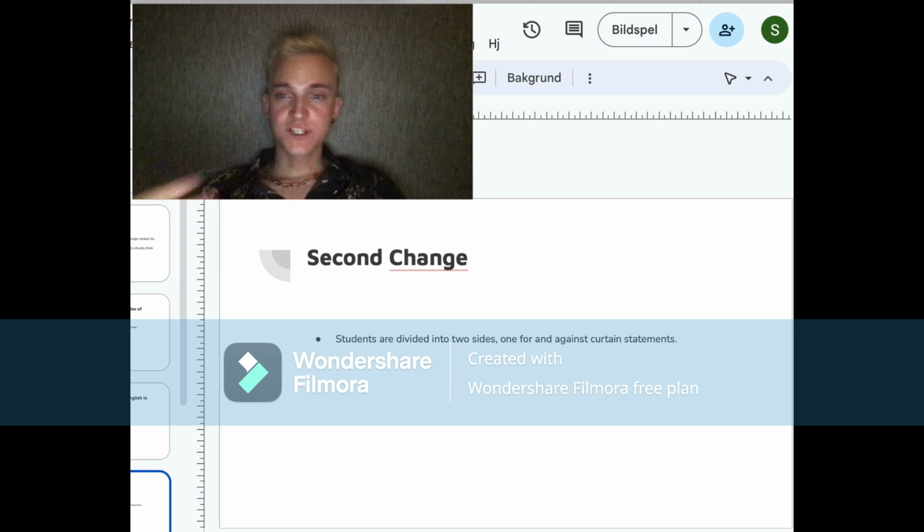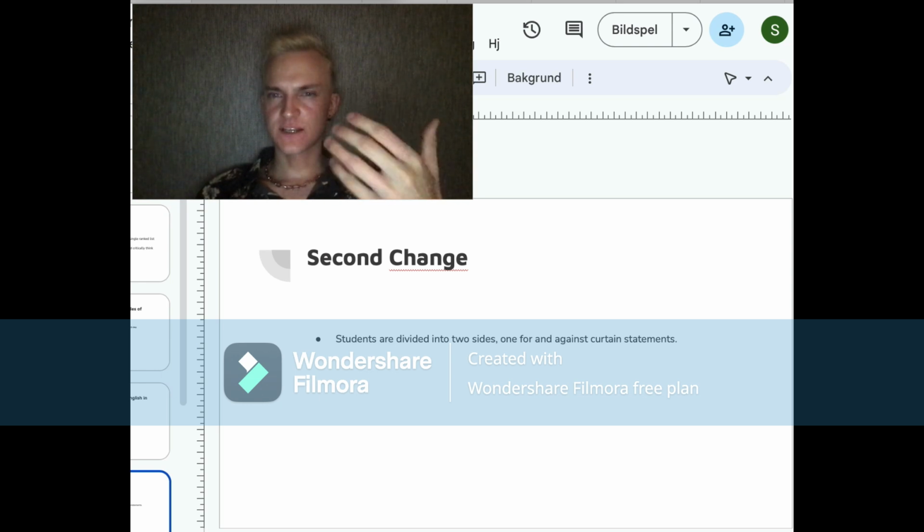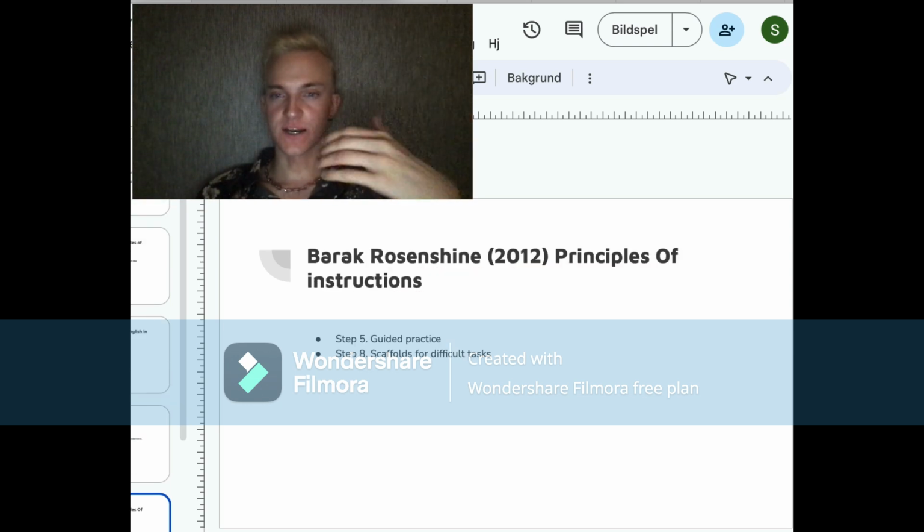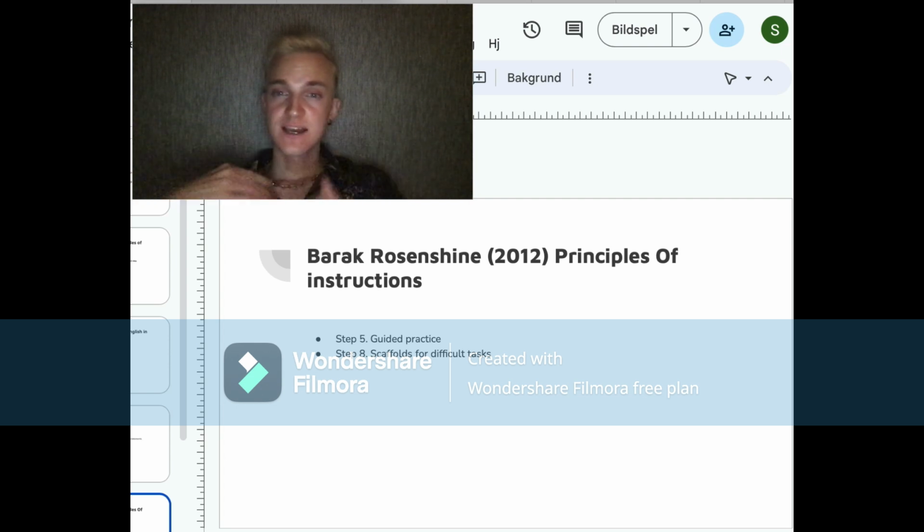And furthermore, the second change is sort of along the same lines, but here you have to present it to the whole class, kind of. Again, it's based on Rosenshine's principles of instruction. Through guided practice, I want them to be able to express their own opinions and listen to others' opinions. And this is how I expect them to express themselves in the written essay.